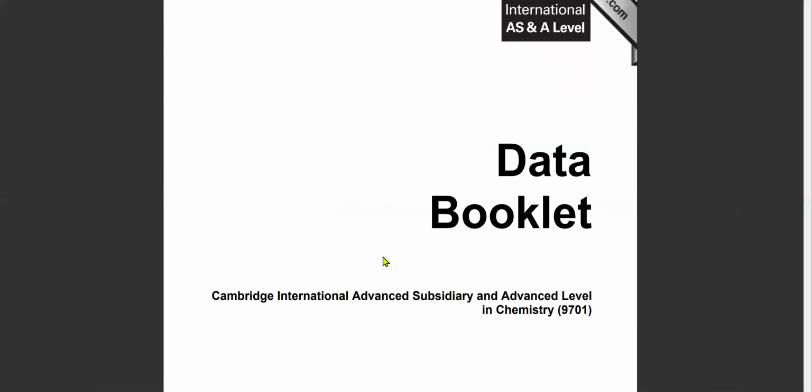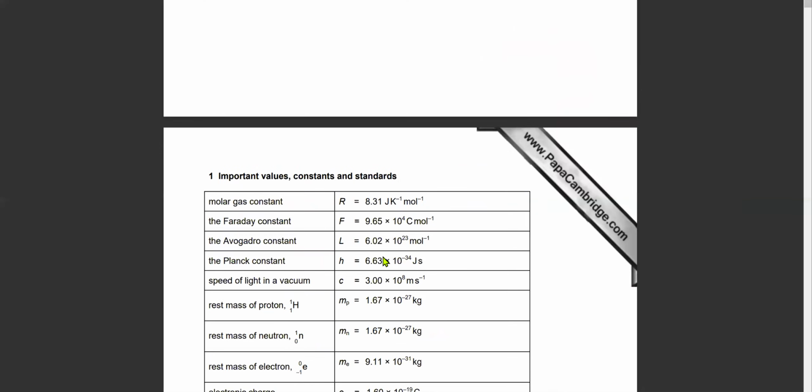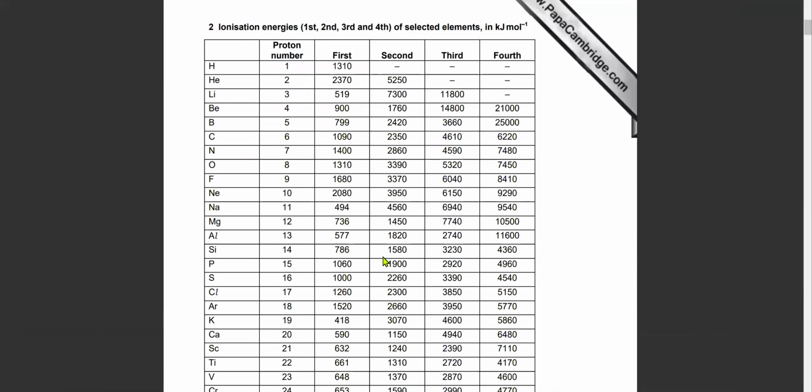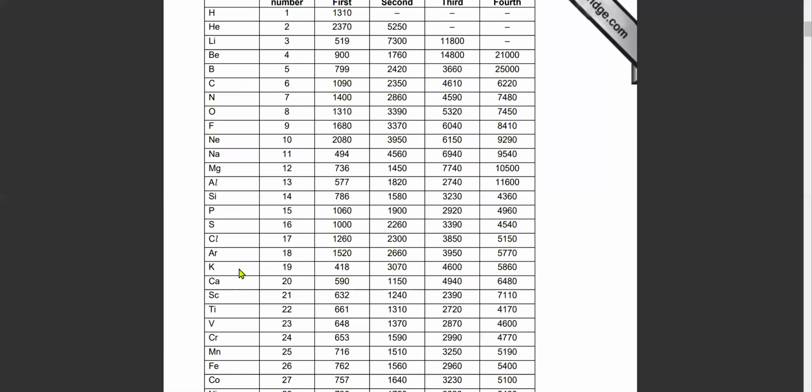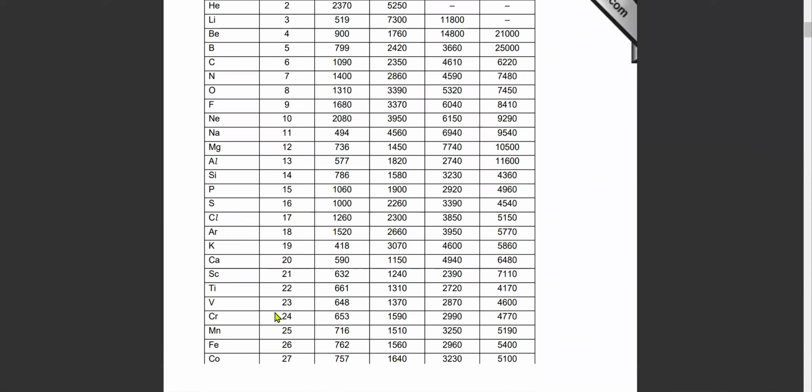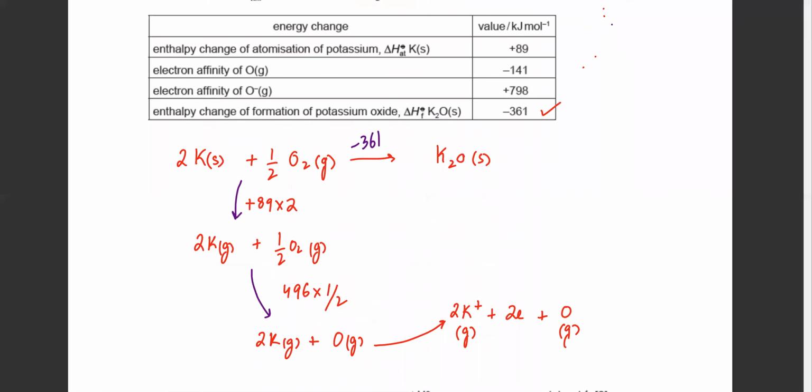So on the second or third page, I think ionization energies are provided. This one. So potassium is over here. Remember, the first column is the proton number. People sometimes think this is the first ionization energy. Be careful that the first column is the proton number. So ionization energy of potassium is 418, but multiplied by 2 because you've got two potassiums.